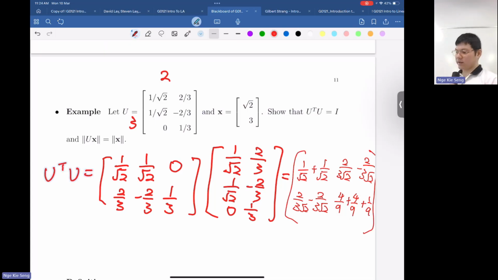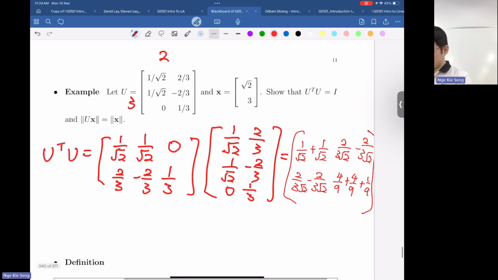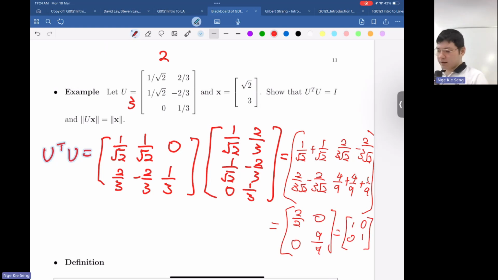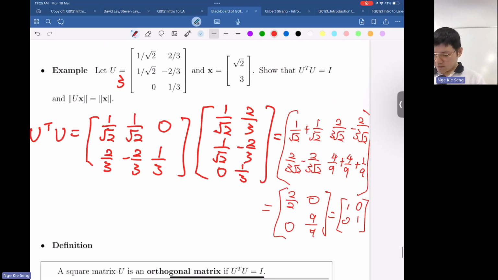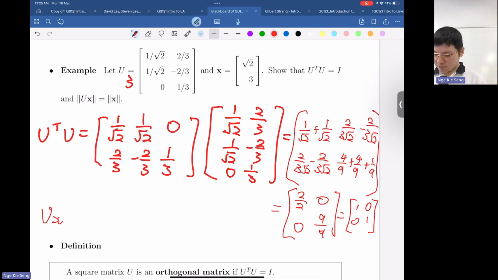Okay, so what do you see here? The off diagonal terms are cancelled. The diagonal terms you get 2 over 2 and 9 over 9, which is 1. So we verify that this is the identity matrix. And then second, you need to check that the length of Ux equals the length of x. So can we check what Ux is first? U applied to x, what do you get?